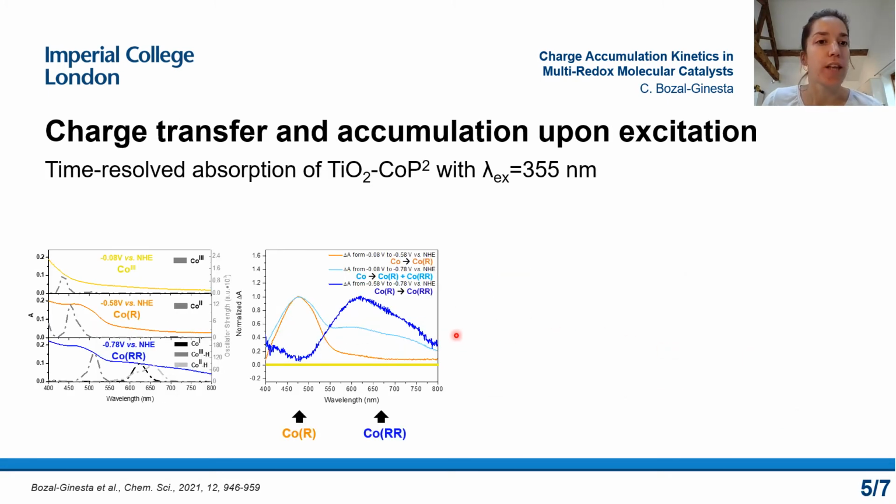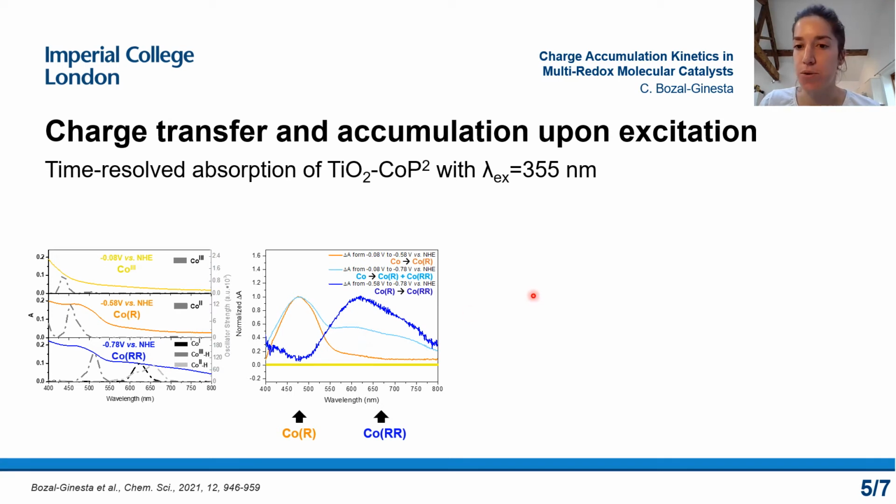Before moving on to time-resolved absorption results, I have rearranged the spectroelectrochemical results here so as to simplify the interpretation later. This orange signal is the difference in absorption between cobalt-3 and cobalt-R, and this dark blue signal is the difference in absorption between cobalt-R and cobalt-RR.